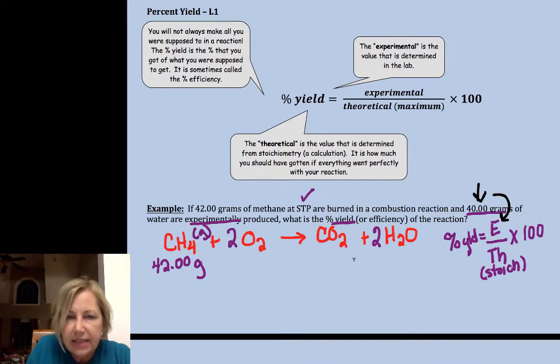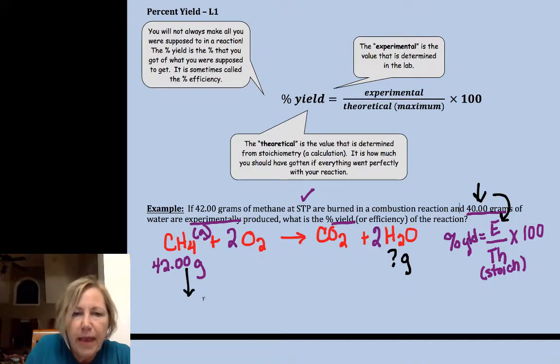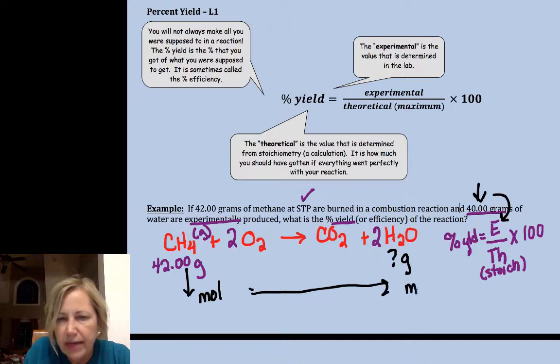So then I want to know how many grams of water. They gave me the experimental amount, the produced experimentally amount of water. All right, and so we want to go mass to moles, and then we're going to go moles to moles, moles to mass. Now hopefully you are pretty good at doing that by now.